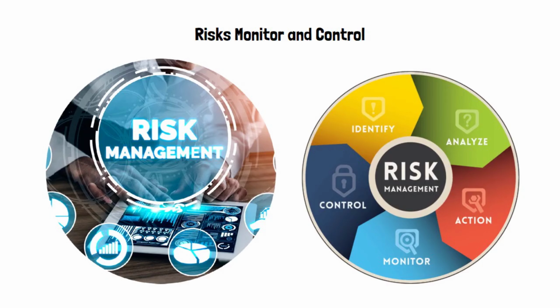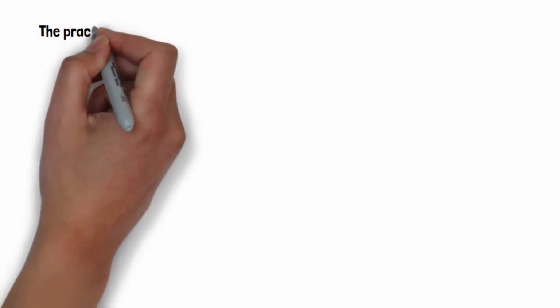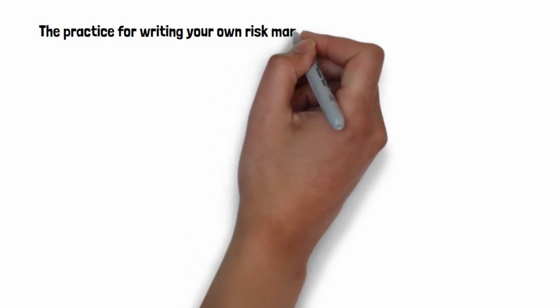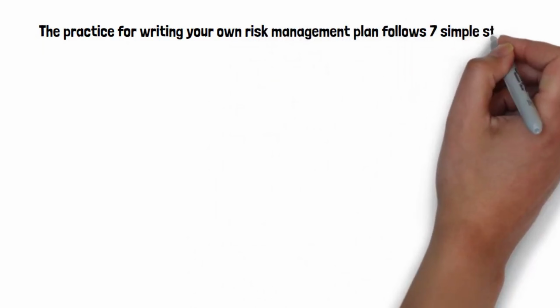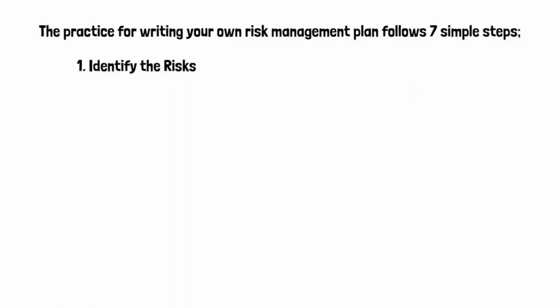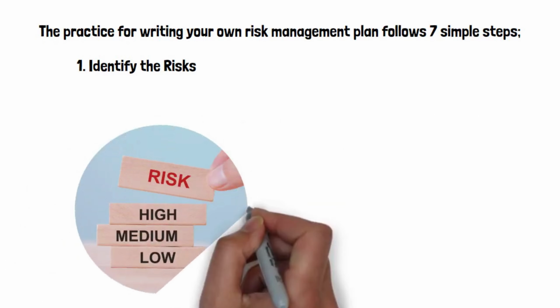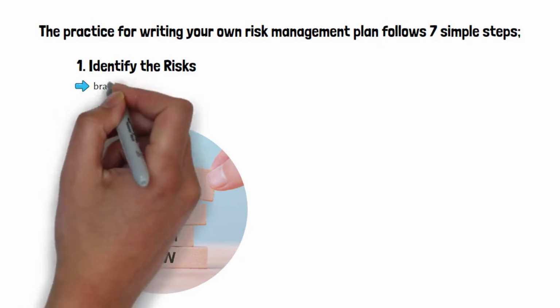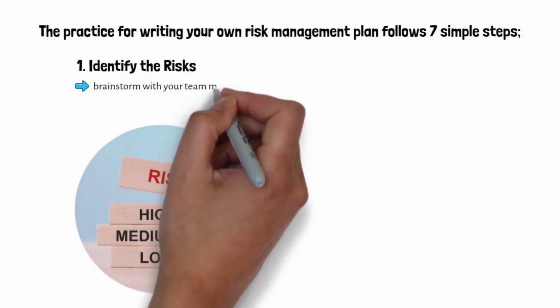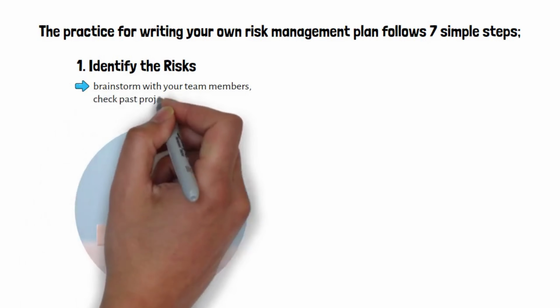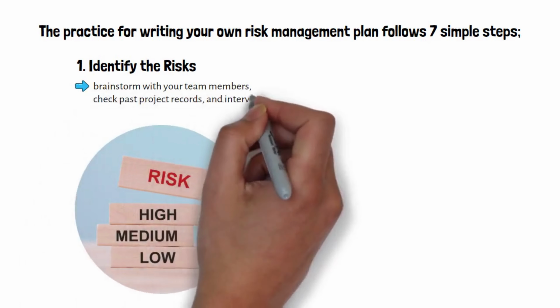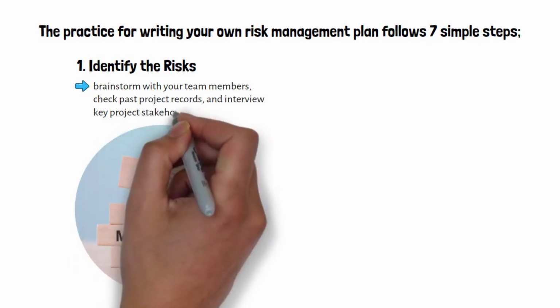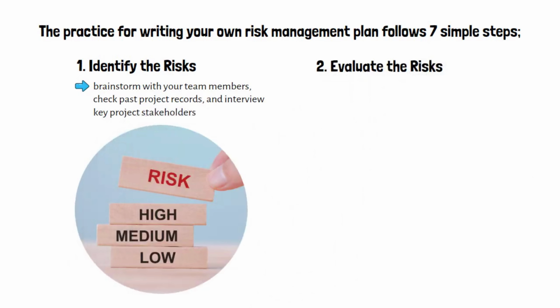How to write an effective project risk management plan in 7 steps. The practice for writing your own risk management plan follows 7 simple steps. 1. Identify the risks. Everything starts with identifying the potential risks for your project. This process does not only take place at the beginning, but it also happens throughout the project. In order to identify each risk, you can brainstorm with your team members, check past project records, and interview key project stakeholders.